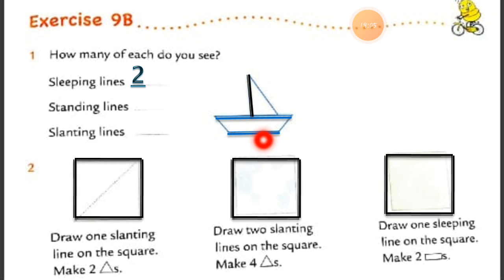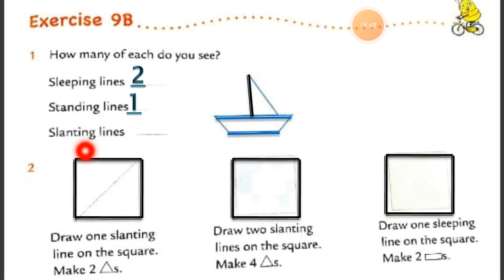So it is easy to find how many standing lines are given in this boat ship. See this, here I just found one standing line from this given ship. How many? There is only one standing line given in the picture of this boat. So we have to write down 1 here this way. As you see in the picture, there is only one standing line given.